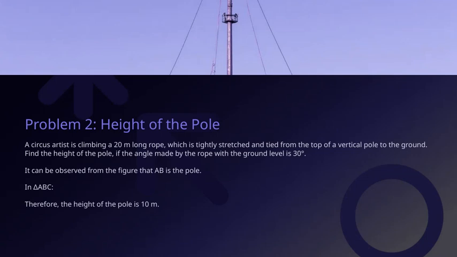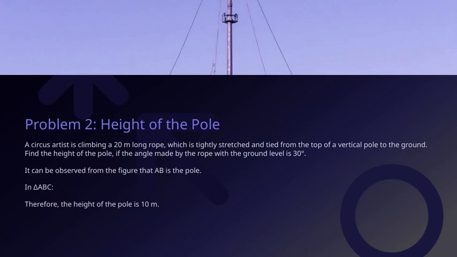Let's look at problem 2, which deals with the height of a pole. Imagine a circus artist climbing a rope that's 20 meters long, stretched tightly from the top of the pole to the ground. Our goal is to find out how tall that pole is. Now, from the figure, we observe that OB represents the pole. In triangle ABC, the key angles and lengths are important. The rope makes a 30-degree angle with the ground, which is a critical piece of information because it allows us to use trigonometry to solve the problem.